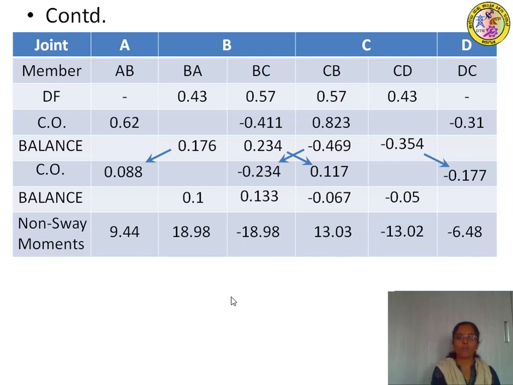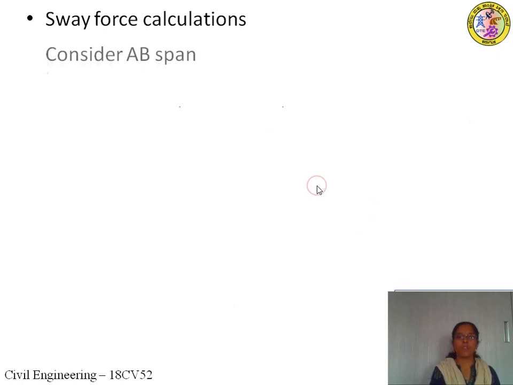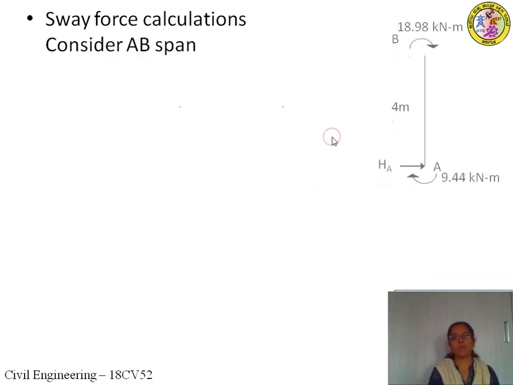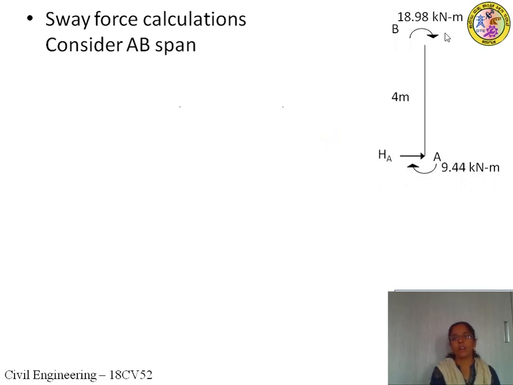What is the sway force? How much the sway force is acting on the frame. So to calculate the sway force, we have to calculate the reactions for the vertical member. Okay, so first let us consider the vertical member AB along with the end moments. AB is plus 9.44 and BA is plus 18.98. So let us assume HA in this direction.